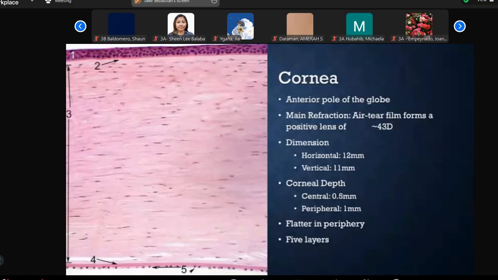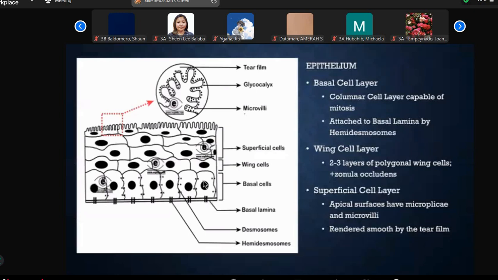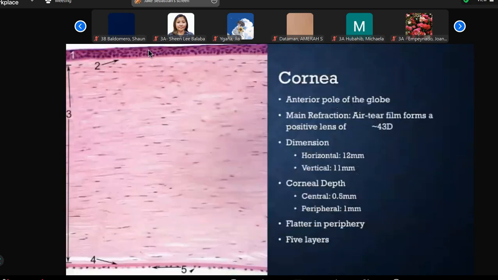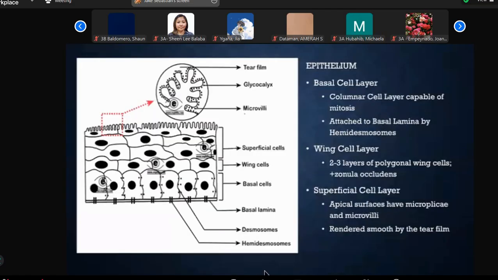Endothelium. Good. Let's move on. So let's focus now on the epithelium. So we're talking about just this purple structure here. So the epithelium, I said it has its own basement membrane here. So the basal cells are the progenitor cells.